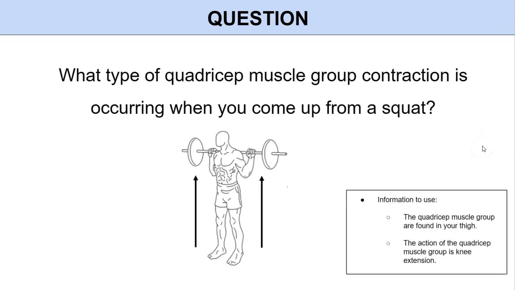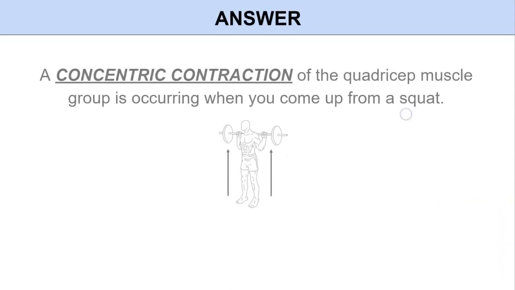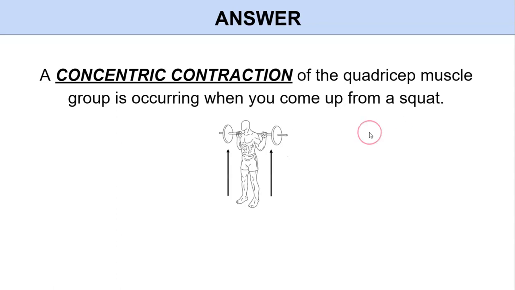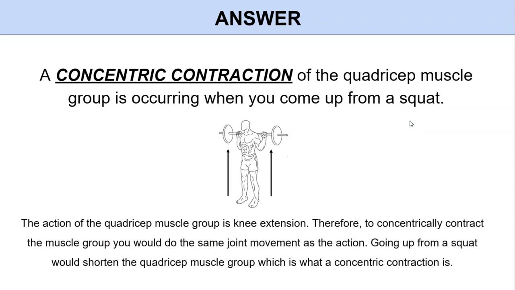Question: what type of quadricep muscle group contraction is occurring when you come up from a squat? Look at this little box below for more details. Answer: a concentric contraction of the quadricep muscle group is occurring when you come up from a squat. And that's because the action of the quadriceps muscle group is knee extension. Therefore, to concentrically contract the muscle group, you would have to do the same joint movement as the action. Going up from a squat would shorten the quadricep muscle group, which is what a concentric contraction is.